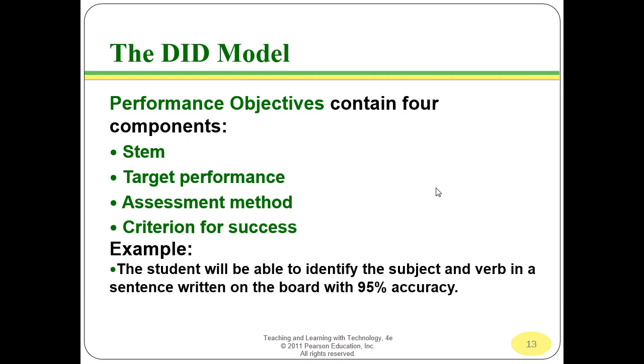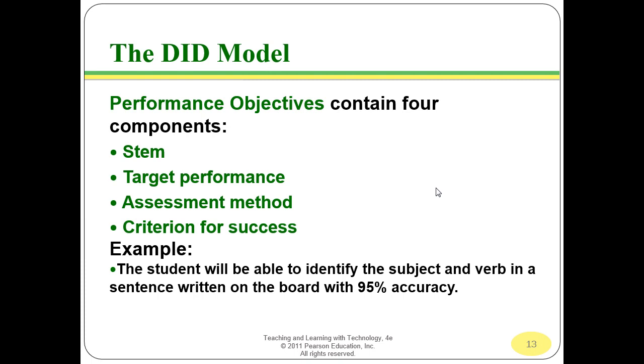All right? That's our stem. Target performance. What are we looking for? Well, we want them to be able to identify subjects and verbs. We want them to perform that, looking at a sentence written on the board. They ought to be able to find that subject and verb. That's what we're hoping for.